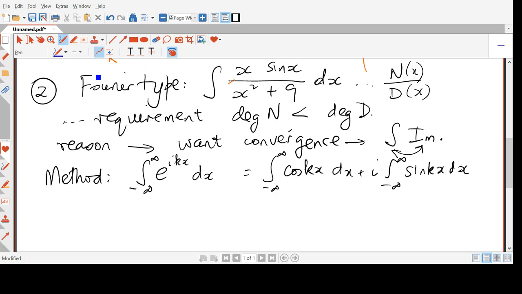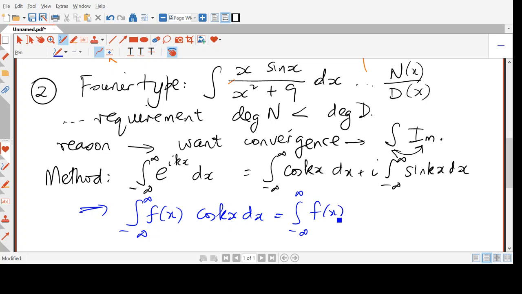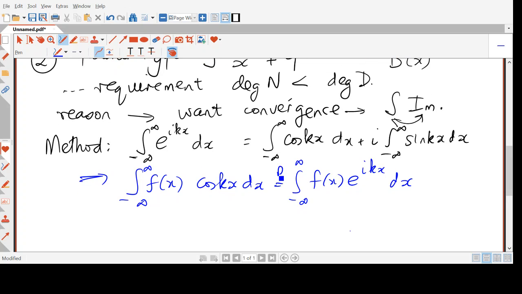Now it is perfectly legal to say that if you want to work out the integral of, say, f of x cos kx dx from minus infinity to plus infinity, then that will be the same as the integral from minus infinity to plus infinity of f of x e to the i kx dx, and you can take the real part of that.